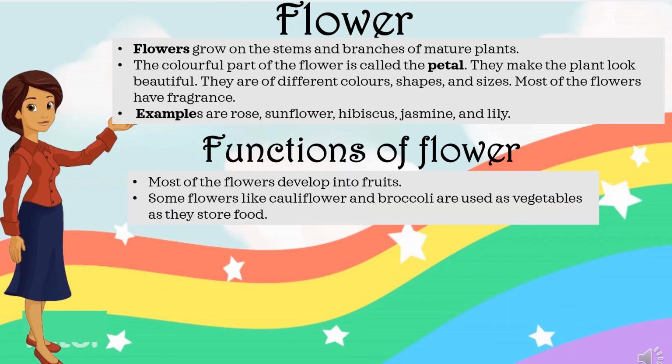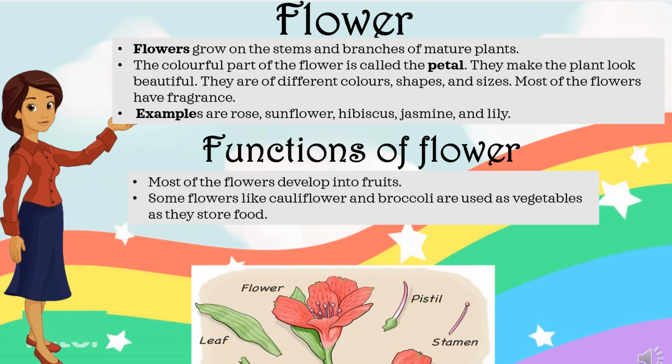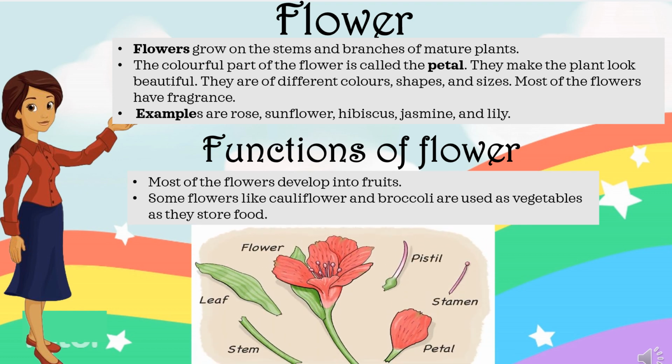Next, welcome to the wonderful world of flowers, where beauty meets functionality. Flowers grow on the stems and branches of mature plants. The colorful part of the flower is called the petal. They make the plant look beautiful. They are of different colors, shapes, and sizes.